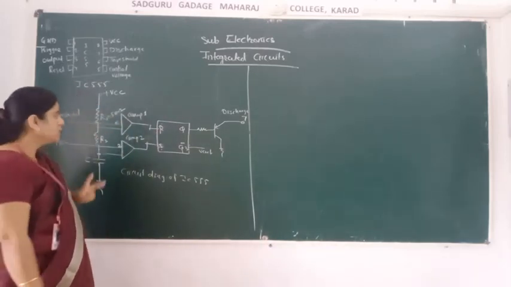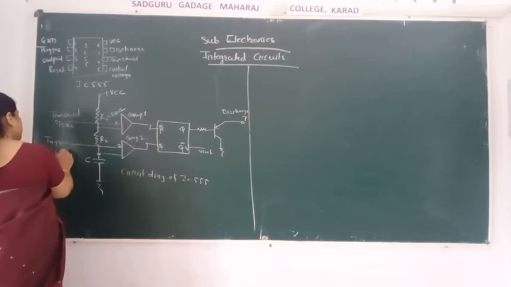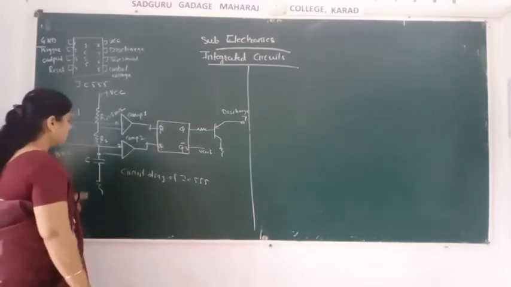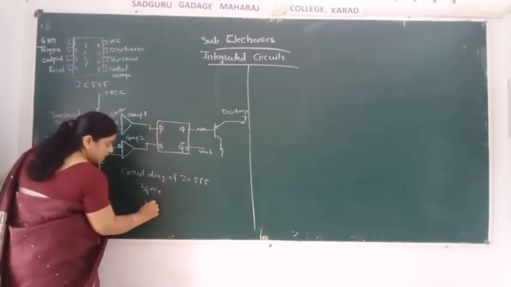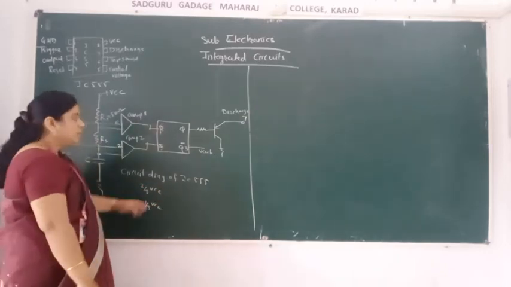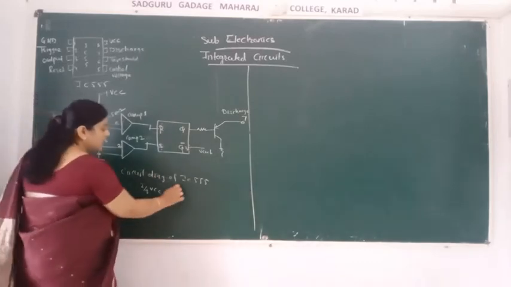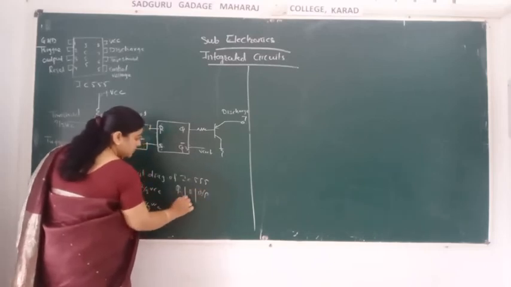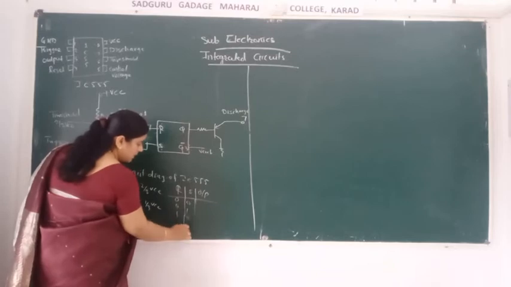There are two inputs. The threshold input is 2/3 VCC and the trigger is 1/3 VCC. The output depends on these two inputs, 2/3 VCC and 1/3 VCC. We know the truth table of this RS flip flop, which we have seen earlier. There are 4 possible conditions: 00, 01, 10 and 11.